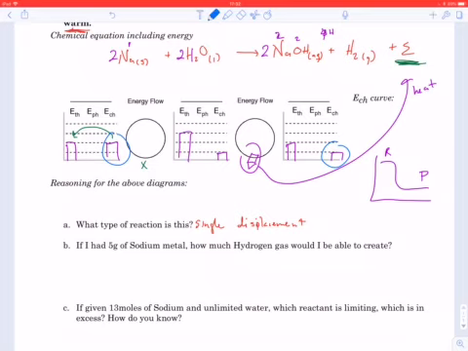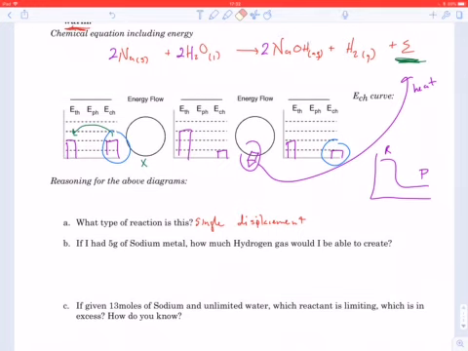All right, moving on. So now, again, I have a balanced equation. I know so many things. I know the reaction, I know the style. That equation gives me so much information. So now we can go to actually problem solving here and say, okay, I have 5 grams of sodium metal. How much hydrogen gas would I be able to create?